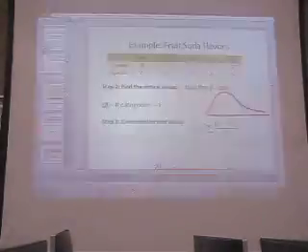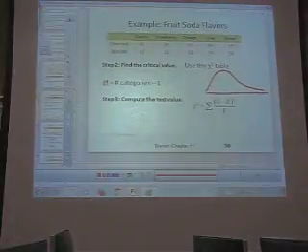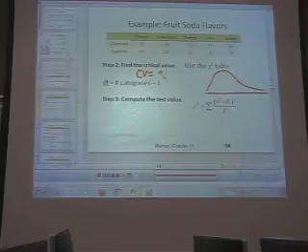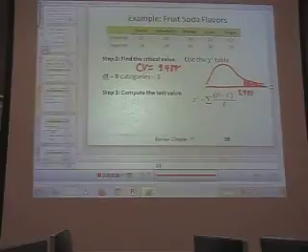Okay. So my critical value is going to be 9.488. I'm going to put it in right here and shade. 9.488. Now I need to figure out my test value.